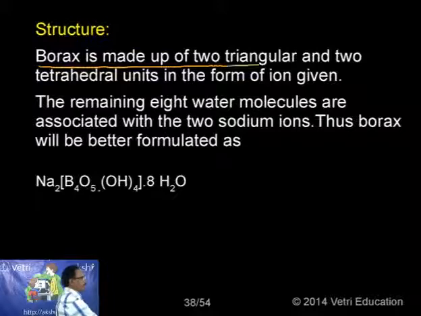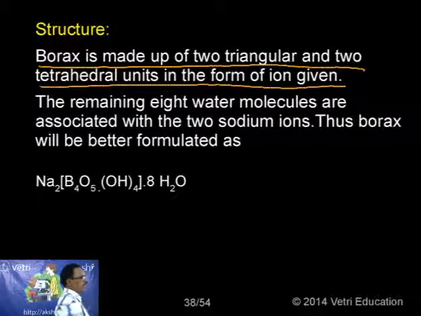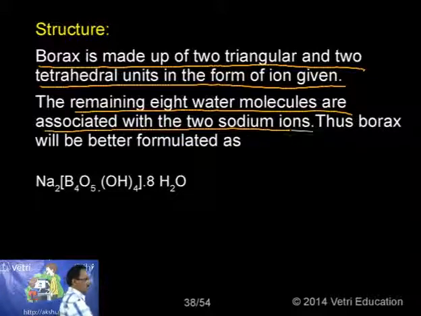Borax is made up of two triangular and two tetrahedral units in the form of the ion given. I am going to show the structure. Kindly follow, this is interesting information. Two triangular and two tetrahedral units are present in this ion, and it contains 8 water molecules. The remaining 8 water molecules are associated with the 2 sodium ions.